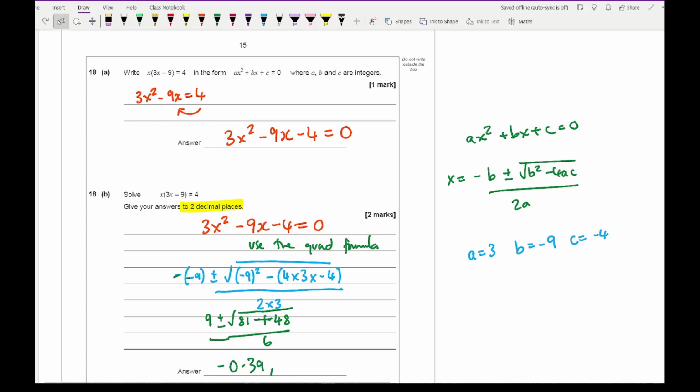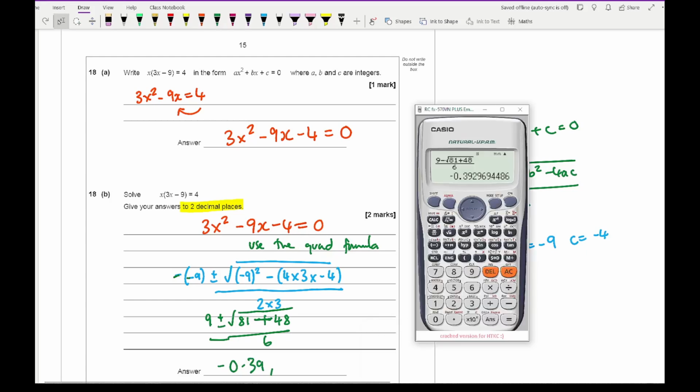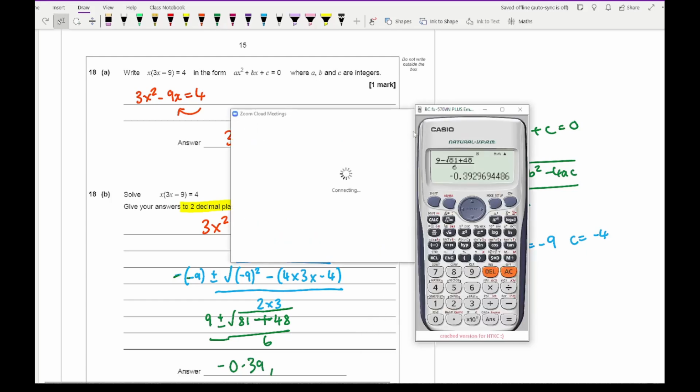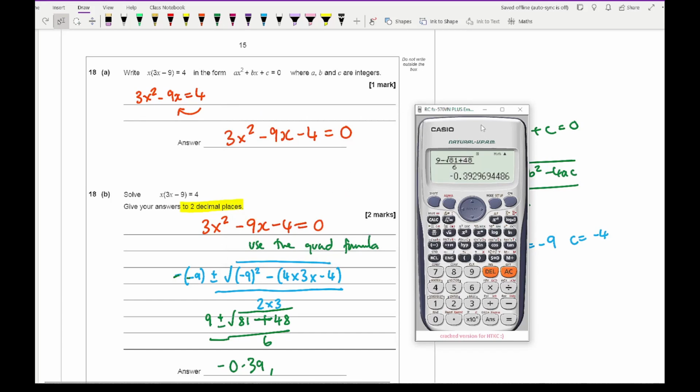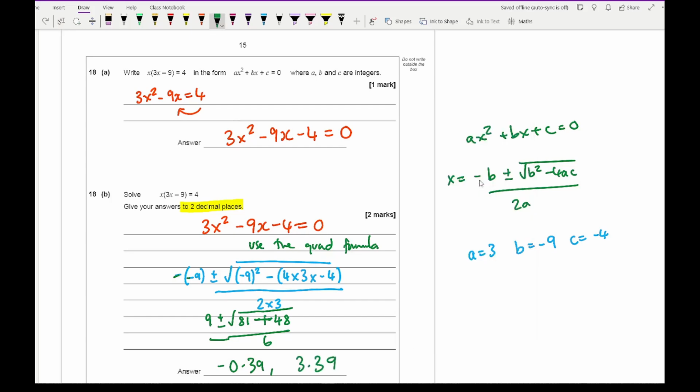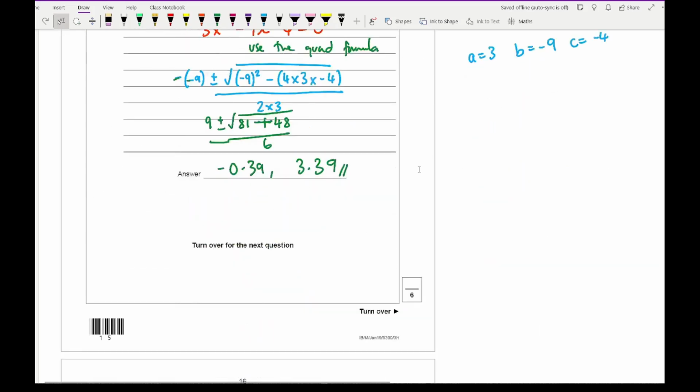Then going back to my calculator, which is not loading, but let's just go with that. I could have just used the previous answer, but I'm going to type it again. So I've got 9 plus root 81 plus 48, all divided by 6, and that gives me an answer to 2 decimal places of 3.39. And there is my final answer.